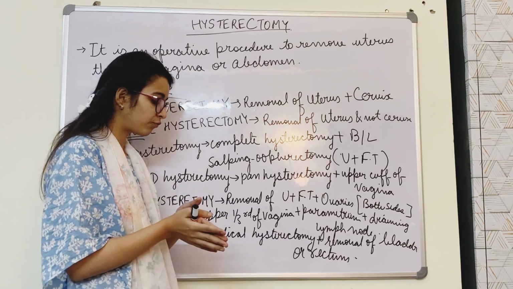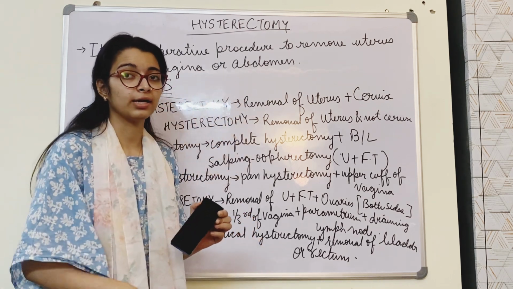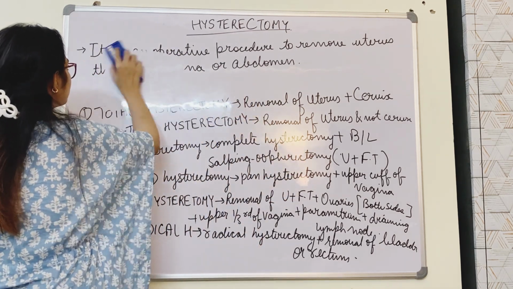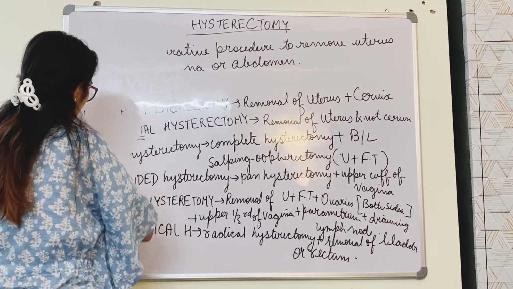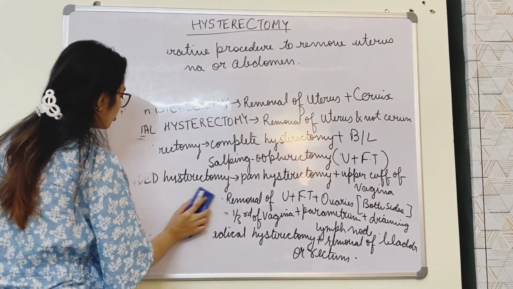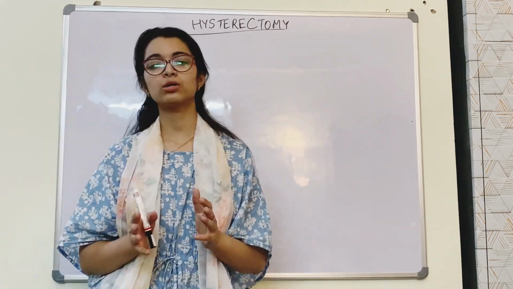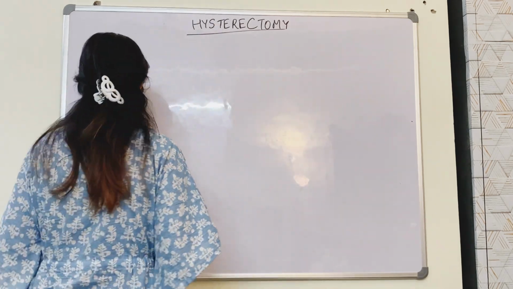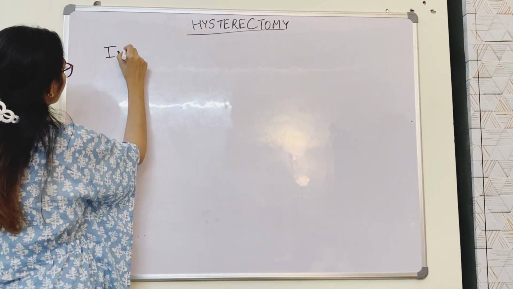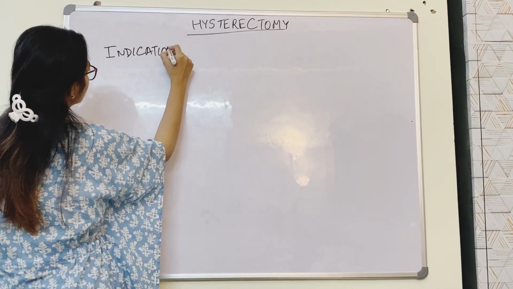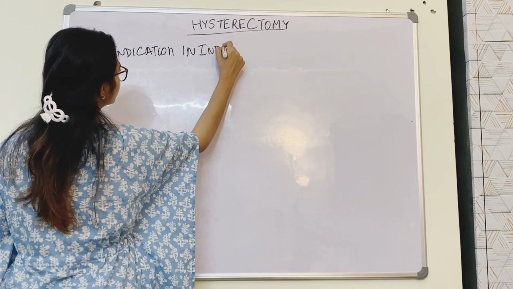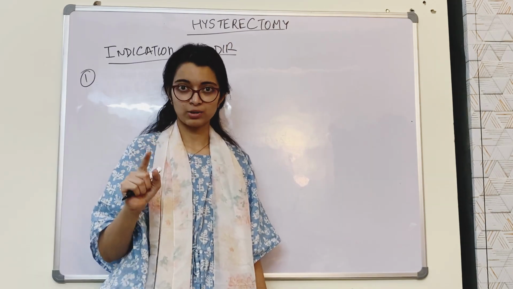Now let's move quickly towards the indications. What signs and symptoms you will get from the patient that will indicate a requirement for the removal of the uterus? That mostly occurs in childbearing women. So now let's move towards the indications. Number one would be genital prolapse.